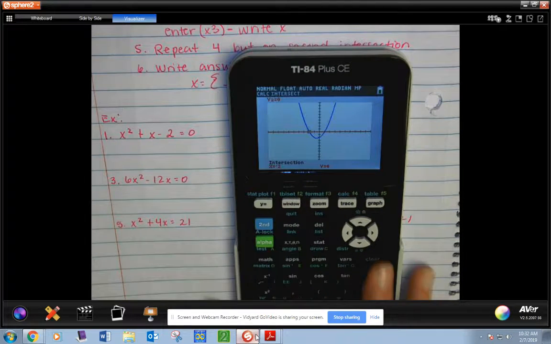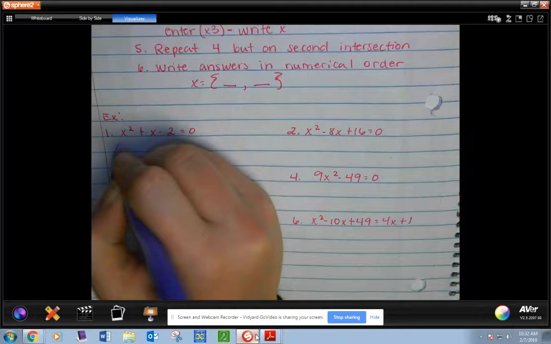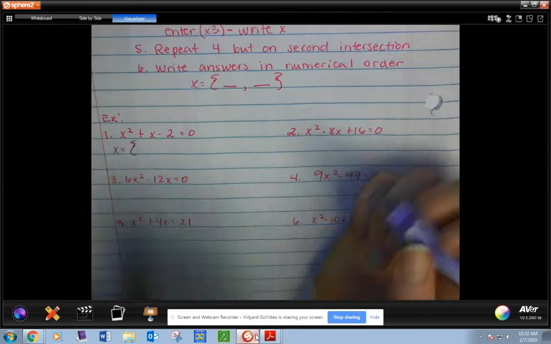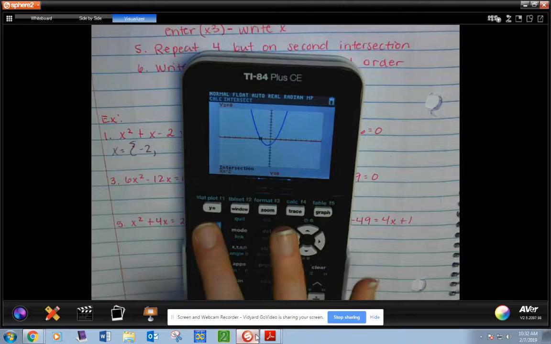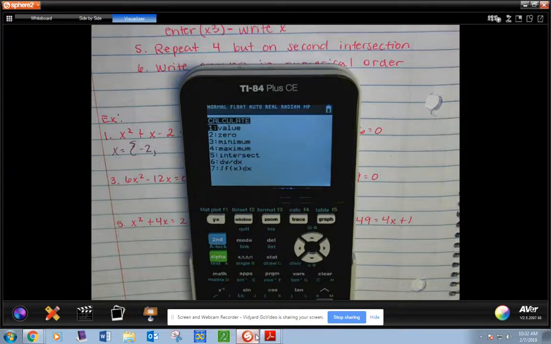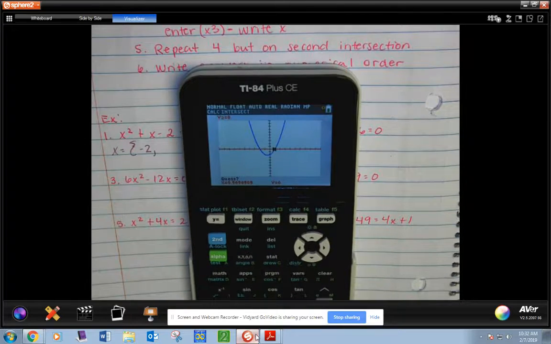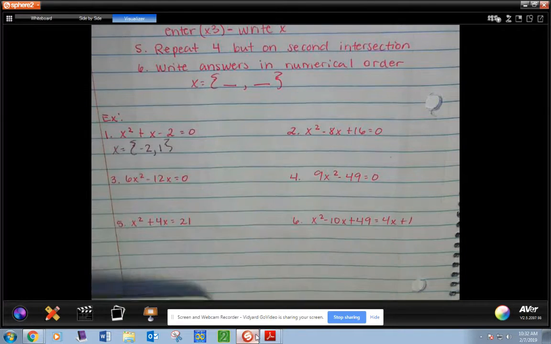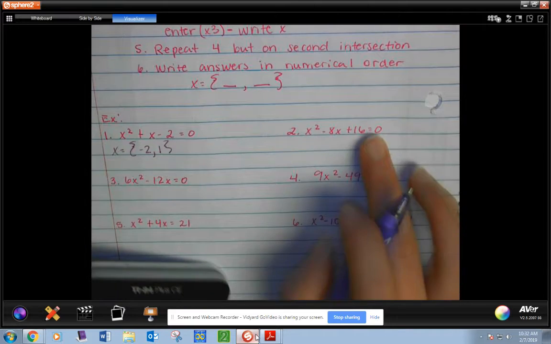And it tells me that x is negative 2. So I am going to write x equals, and I'm going to open up my bracket. And as long as you do the left one first, your numbers go in order. So I'm going to put negative 2, comma, and then I'm going to repeat, like step 5 says, second trace, number 5. I'm going to move to the other one and do enter, enter, enter. And it tells me that the intersection is 1. And you're done.